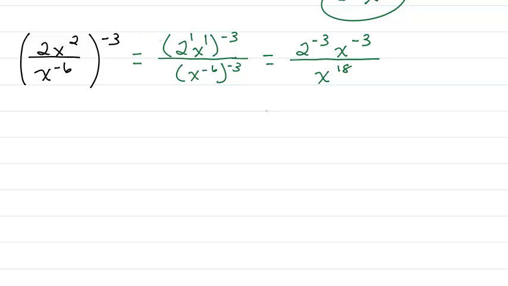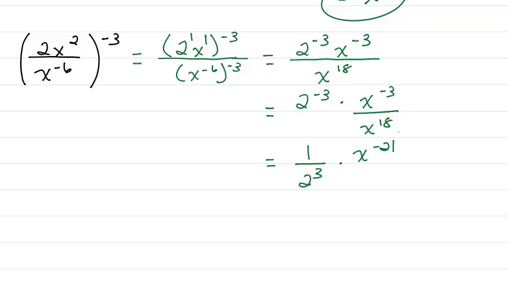Alright, let's split them up. So I get 2 to the negative thirds by itself, x to the negative third over x to the 18th. So we know 2 to the negative third is 1 over 2 to the third. And the subtraction rule, negative 3 minus 18, says x to the negative 21st. Okay, that's 1 over 8, 2 times 2 times 2, and x to the negative 21st, it's the reciprocal. And finally clean it all up, 8x to the 21st.